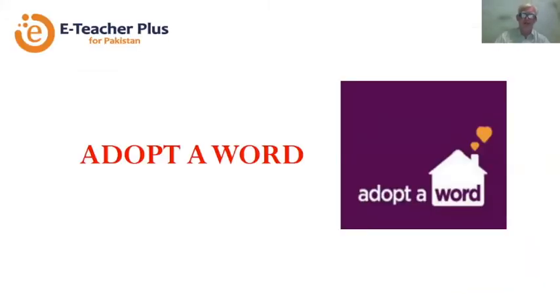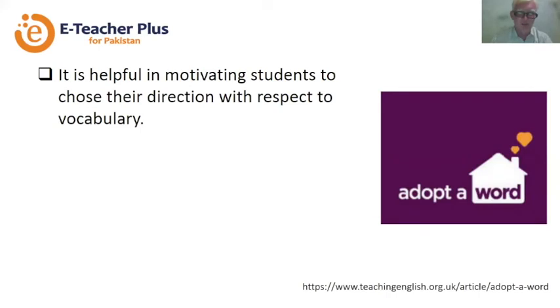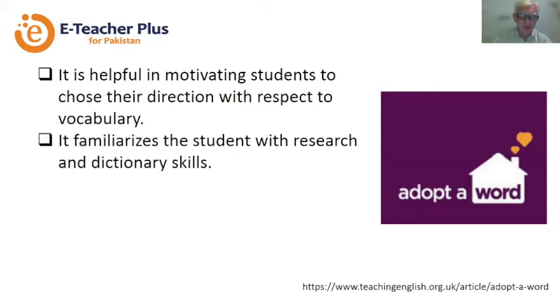The third activity is adopt a word. Adopt a word is an activity that is helpful in motivating the students to direct their own learning with respect to vocabulary. The students get motivated and directed towards their own learning with this activity. They choose the vocabulary they want to learn. It familiarizes the students with their study skills, with research, as well as dictionary skills.